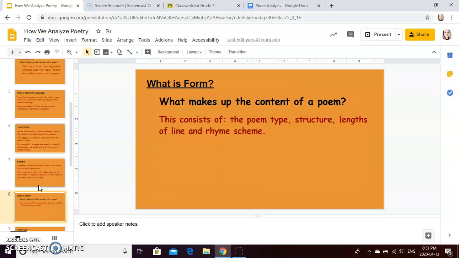Now moving on to form. So what makes up the form of a poem? The form of a poem consists of the poem type, the structure, the lengths of the lines, and also the rhyme scheme. And we discussed a lot of that again in our last lesson.